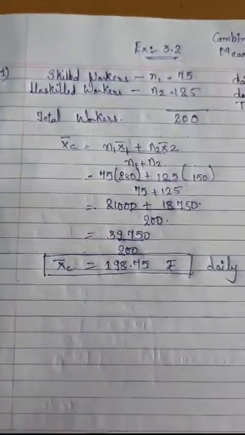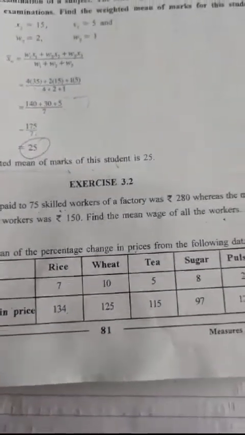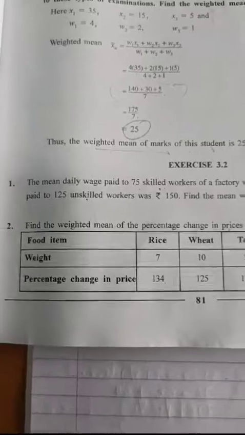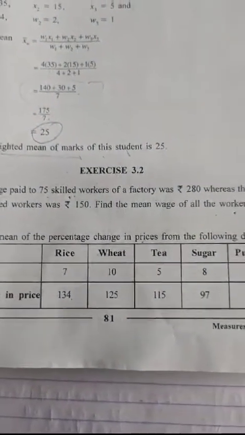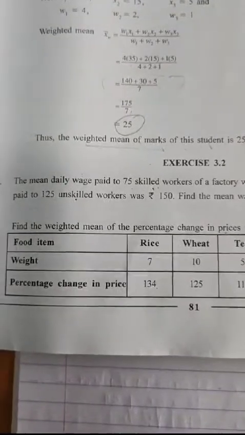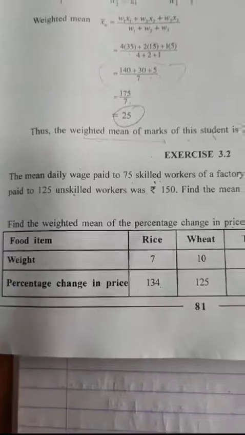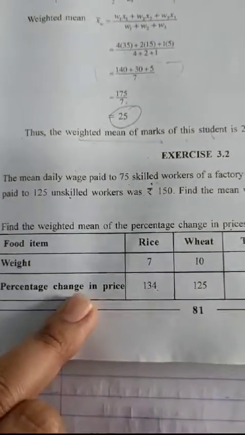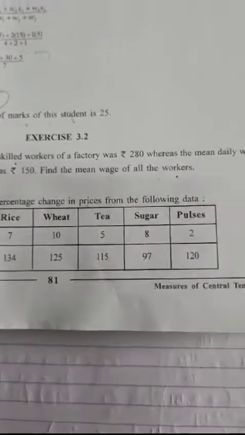Now coming to sum number 2. Find weighted mean of the percentage change in price from the following data. They have said to find weighted mean. Weighted mean is known as sigma W. So here weighted mean is what? X bar W. Weight they have given, weight means importance. Percentage change in price they have given, that is known as your X.